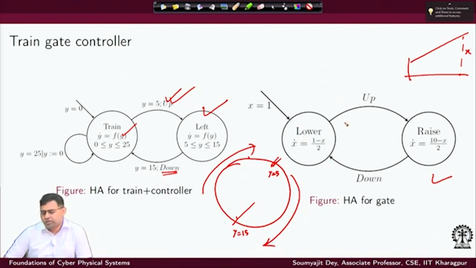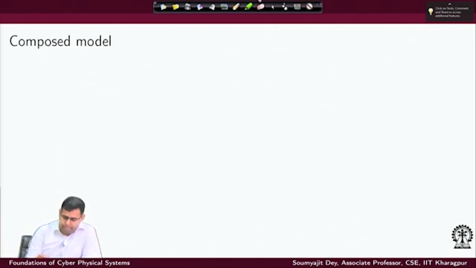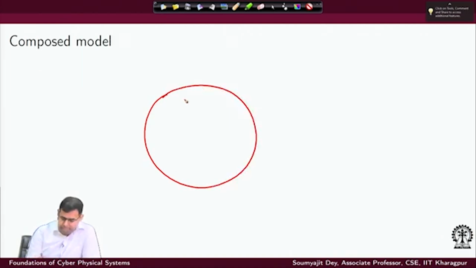Okay. And then when the up signal comes, this is the flow vector now, 10 minus x by 2 etc., which will ensure that this is positive and the gate will finally go up, right. So, that is how these two different automata are behaving, and if I am going to combine them, that is the combined location of the train plus its controller and the gate. So, that is the dynamics of the train. This is the dynamics of the gate, that means you signal the gate to come lower down.